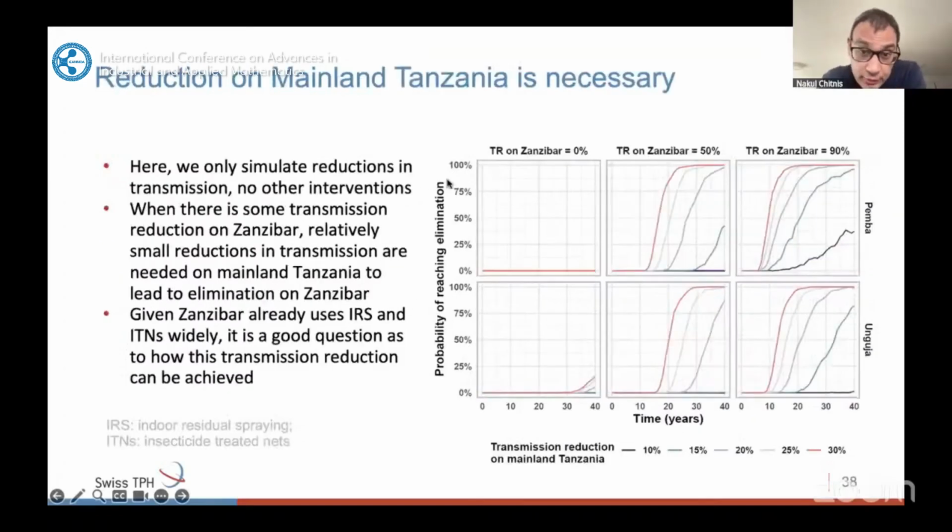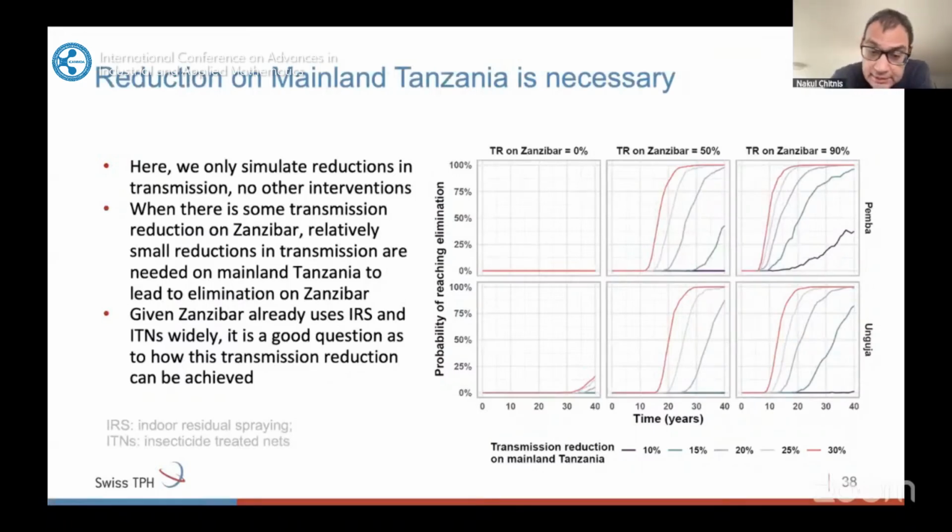And here we looked at probability of eliminating. This is saying no transmission reduction on Zanzibar, 50% and 90% transmission reduction. And the different lines show how much transmission reduction we have in mainland Tanzania. So what this is saying is that if you really want to eliminate malaria in Zanzibar, you need to reduce malaria in mainland Tanzania, where malaria is coming from.